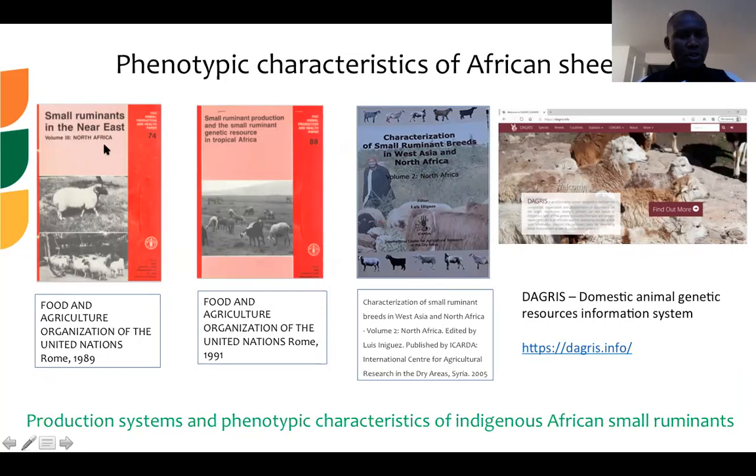One of the studies commissioned by the FAO and the one commissioned by ICARDA looked at phenotypic diversity of sheep from the Northern African region. The second study commissioned by the FAO looked at sheep specifically from the tropical regions of Africa. So far, these three studies are the only ones that have looked at the production systems as well as the phenotypic characteristics of African sheep in greater detail at the continental or regional level.